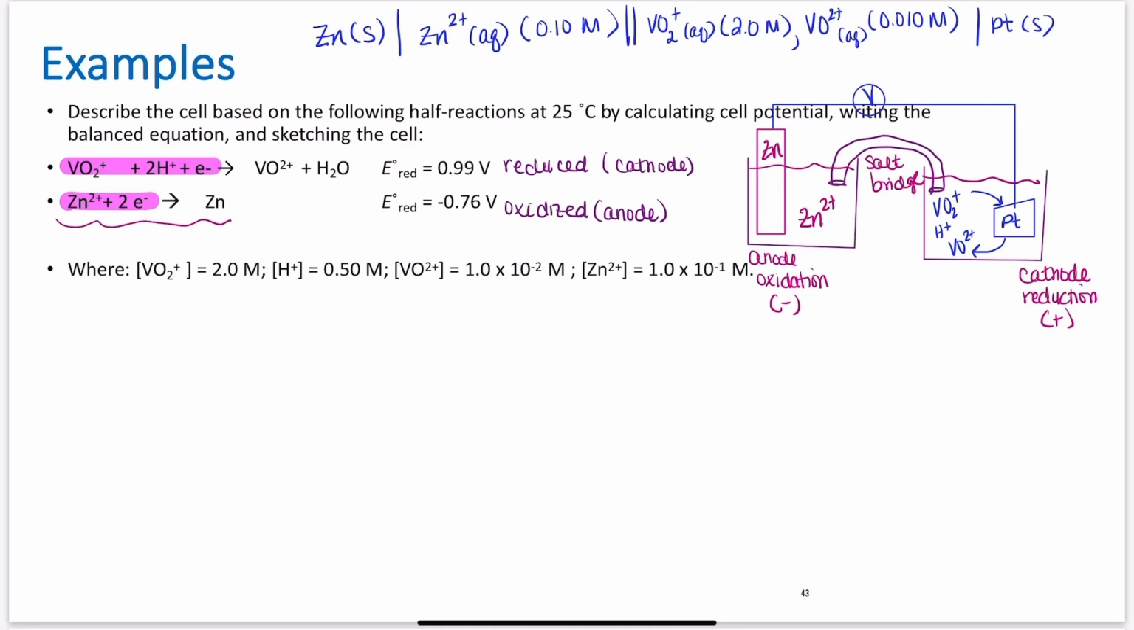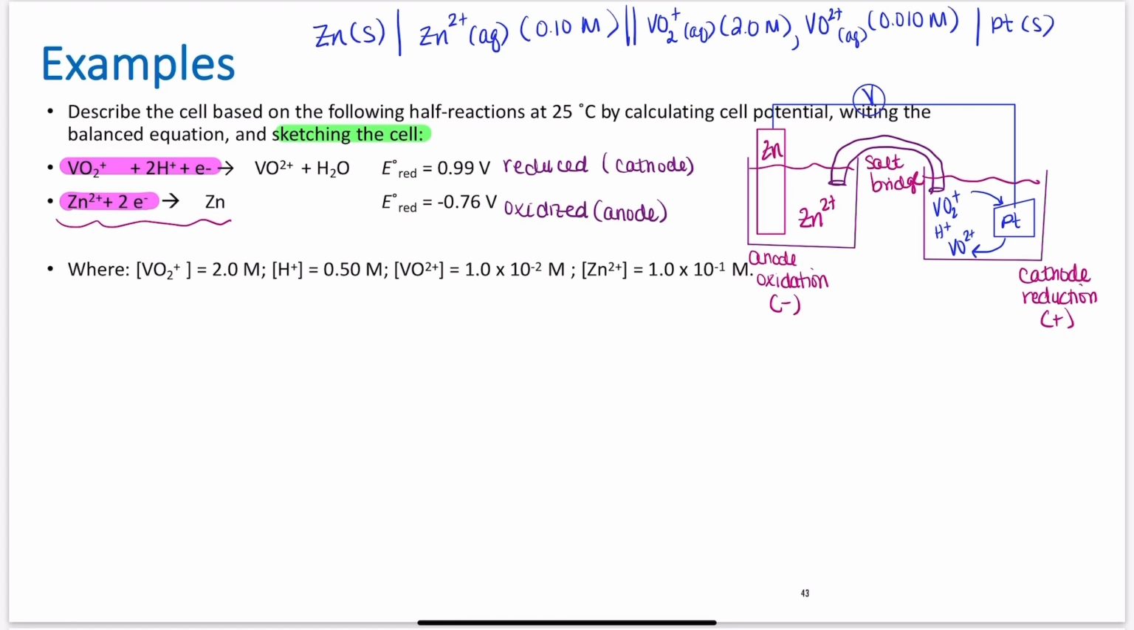So I have completed sketching this out. I have written the shorthand, which I wasn't asked for, but I like to have shorthand in there because it makes my brain see it better. I want to write the balanced equation, and then I'm going to go ahead and calculate the cell potential of this as well. So let's go ahead and write the balanced equation.